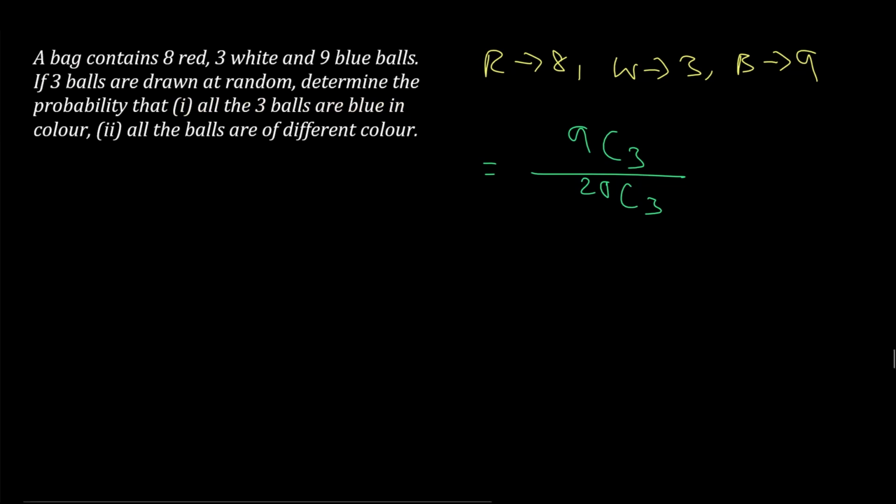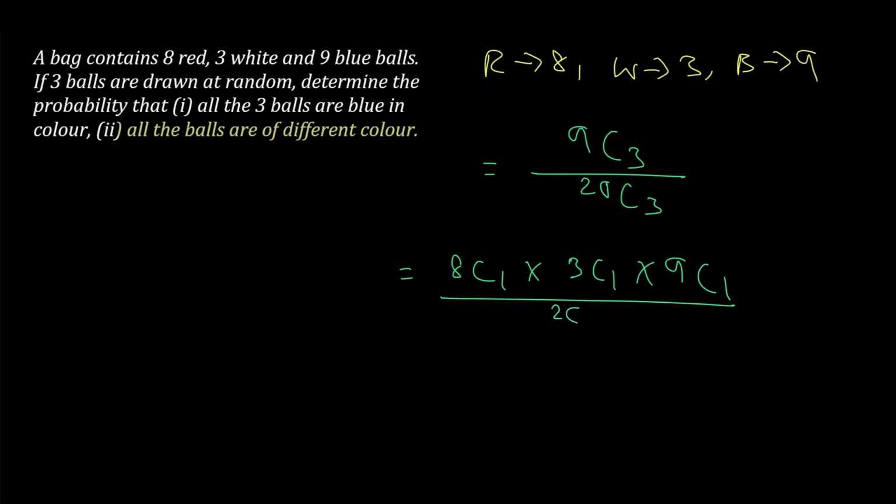Now see the second part, it says all balls are of different colors. Now we are taking out 3 balls and we have 3 colors. So that means we must have 1 red, and then we should put a multiply sign because this is an and. We also need 1 white out of the 3 white, so 3C1, multiply. There are 9 blue balls and we need 1 blue ball, so that is 9C1. But the total ways of taking out 3 balls remains the same from 20 balls.